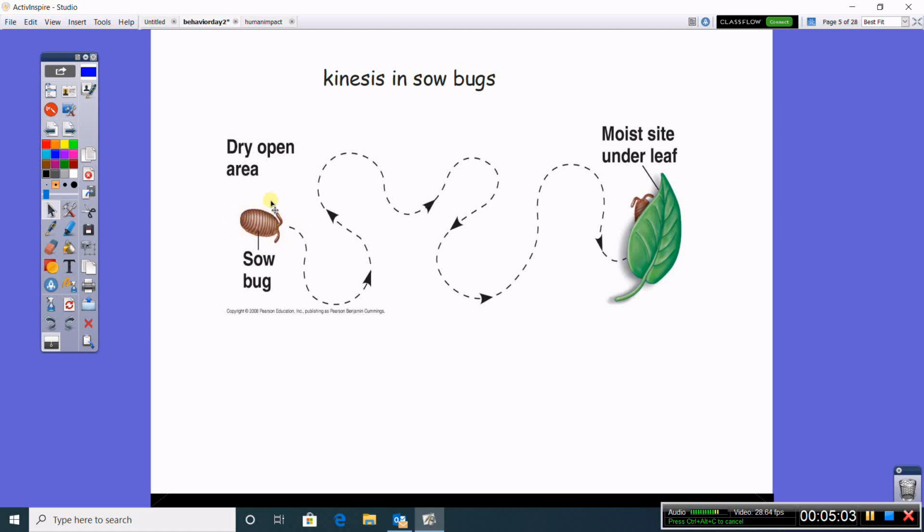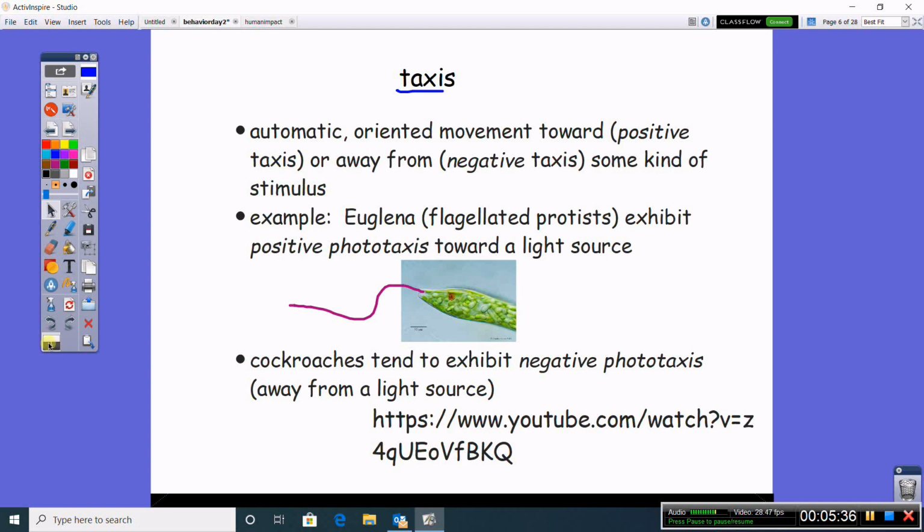This is your little pill bug or your roly-poly, and it's in this dry, open area, and they don't really like to be there that much. So you're going to see what we said was an increase in turning activity, turning activity, okay? And then they're going to end up under that leaf. Okay, so once they get under that leaf, that's where they want to be. And so we're not going to see them moving a whole lot once they get to where they want to be.